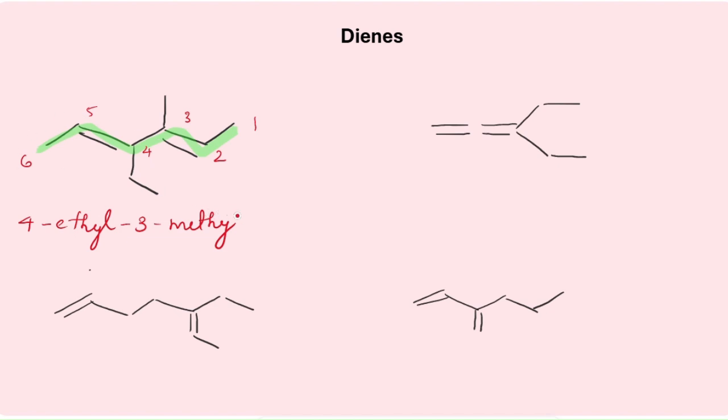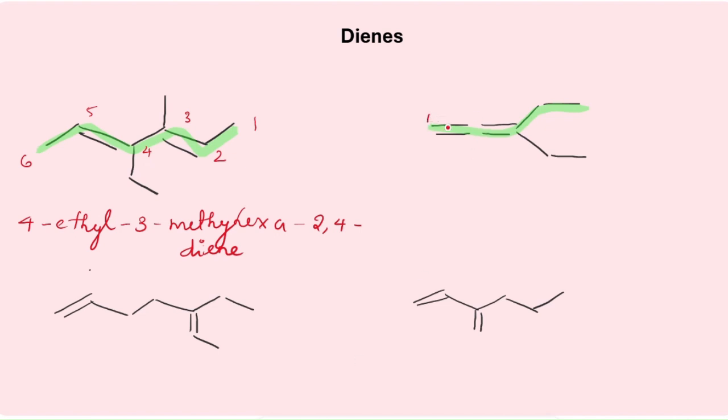There are 6 carbons, therefore hexa-2,4-diene. So you can see that 2, 4. That means it is always conjugated, right? Alternating double, single, double bond. Now, let's see for the cumulated molecule. If we take the longest chain, including both the double bonds, right? So this will be the longest chain.